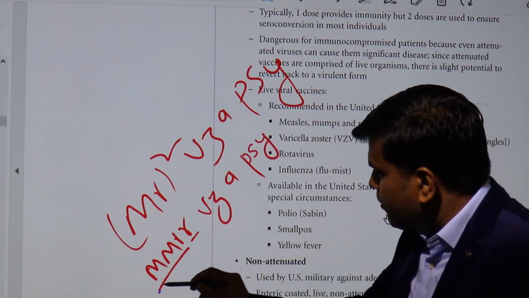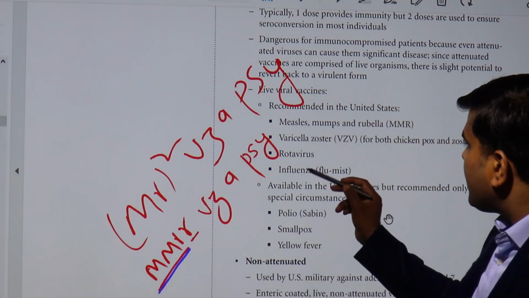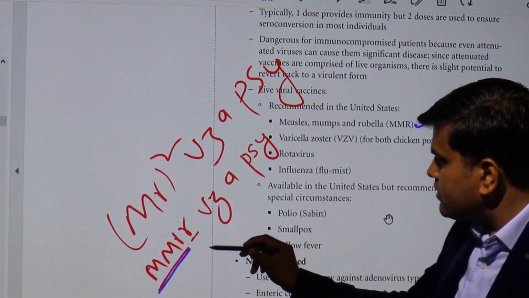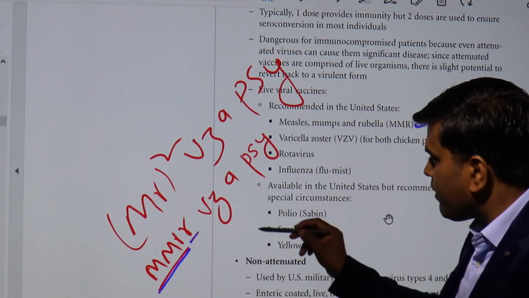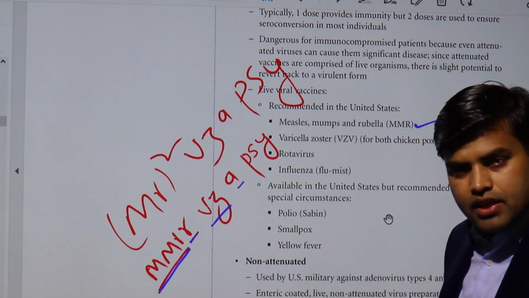So MMR, you have understood, is measles, mumps and rubella. Measles, mumps and rubella is a live virus. Then rotavirus, that is also a live virus. Then varicella zoster virus, that is also a live virus. Adenovirus, that is also a live virus.